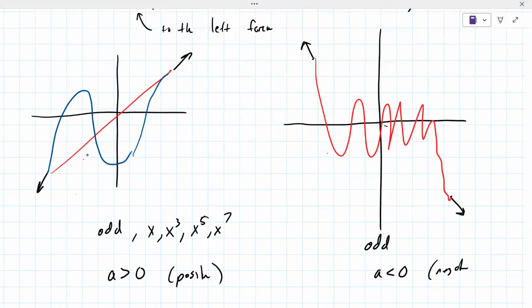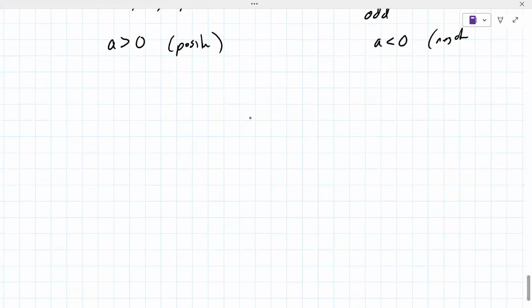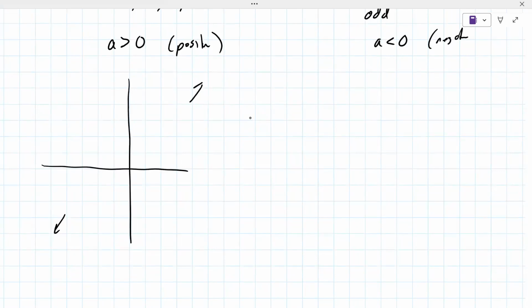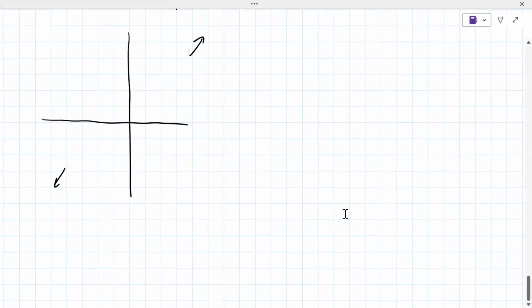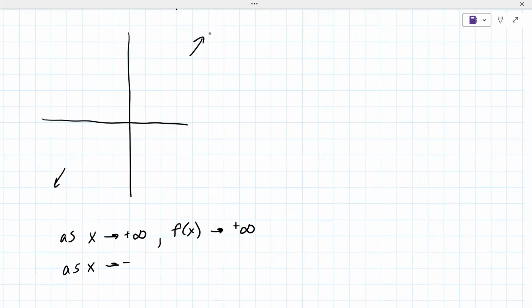So now in terms of end behavior, redraw the graphs here. Starts low, ends high. You say something like, as x goes to positive infinity, that means to the right forever, the y, f of x, also goes to positive infinity. That's the one over here on the right. As x goes to negative infinity, that's to the left forever, f of x goes to negative infinity.